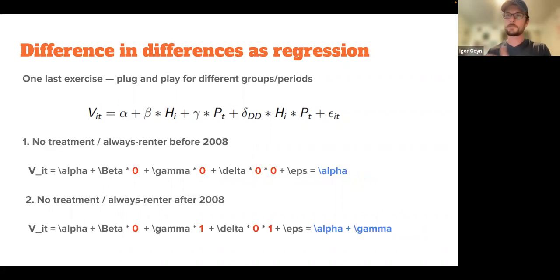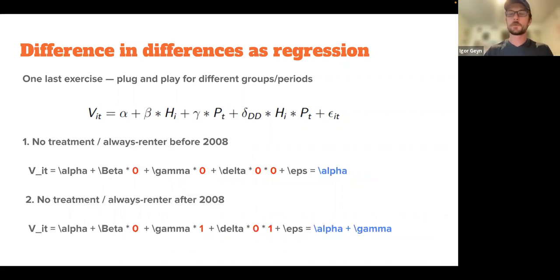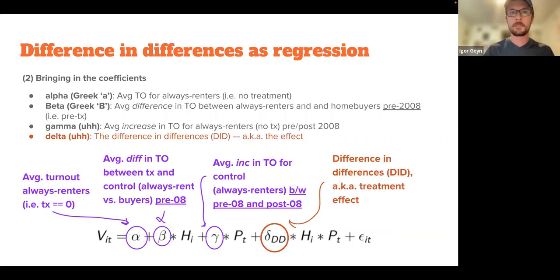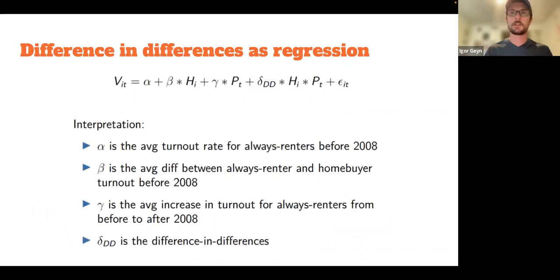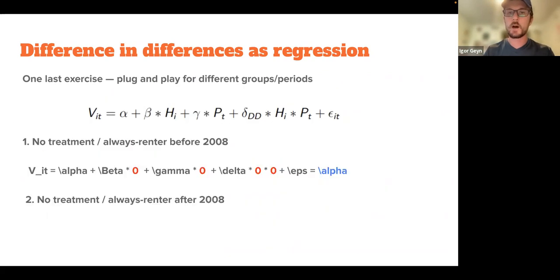And the difference post minus pre for the group that does not go on to buy a home, right, for the always renters, is gamma, right? So here it's gamma plus delta, here it's gamma. The difference between those two differences is just delta, okay? The difference post minus pre for home buyers minus the difference post minus pre for always renters is just delta. And what is that if not our difference in differences estimator, right? Which is to say our estimate of the effect of the treatment, of the policy change, on the outcome variable.